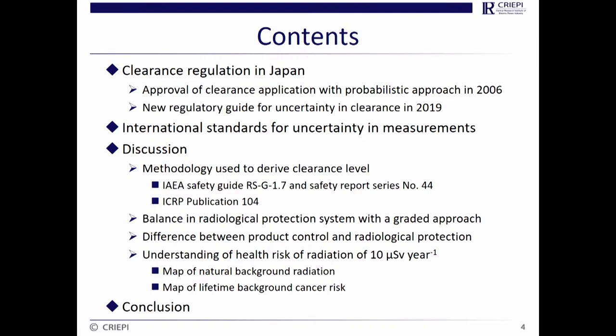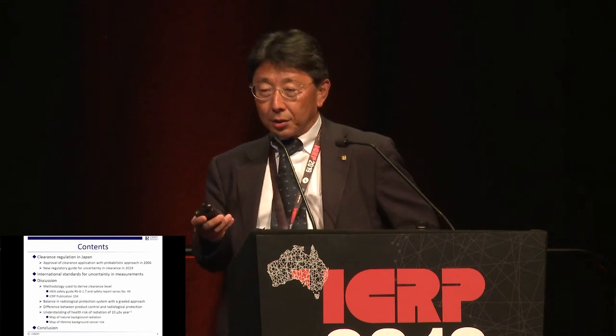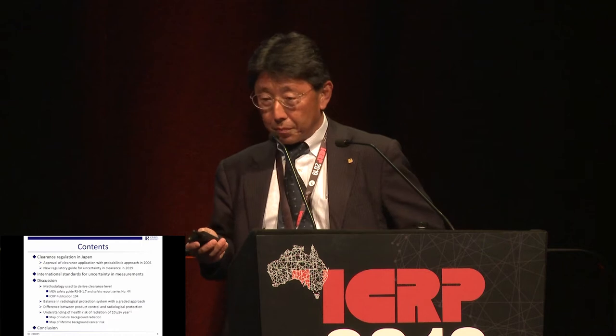So today my contents are four items. One is the clearance regulation in Japan. The second is the situation of the international standards for uncertainty in measurements. And third is a discussion.